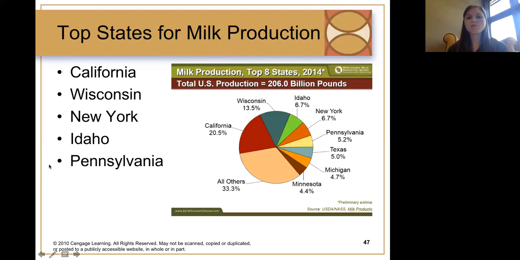So the top states for milk production are California, Wisconsin, New York, Idaho, and Pennsylvania. There are some other ones, and this chart just kind of shows you the percentage. I'm not going to ask you to memorize that. It just shows you the percentage of each of those states and how much they actually produce.